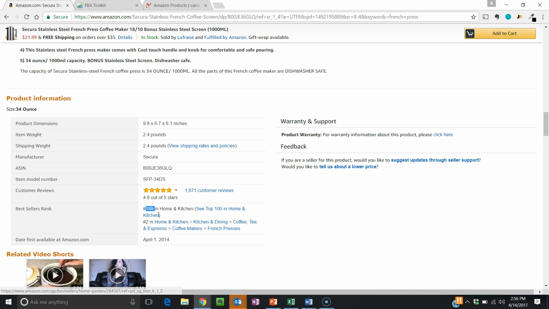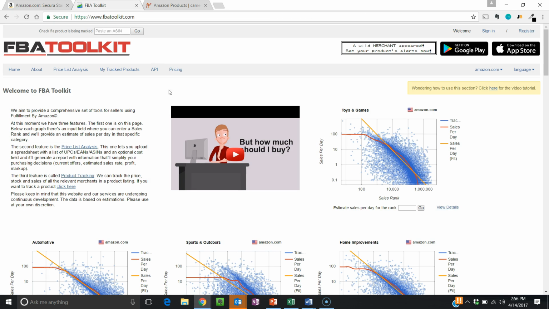So now you're wondering, well, how much does 189 sell per day? Well, there's some third-party tools out there that can show you this. One of which is if we go over here to FBA Toolkit. So FBAToolkit.com, this one's totally free. This is one I use quite a bit to get a sense of what products sell.